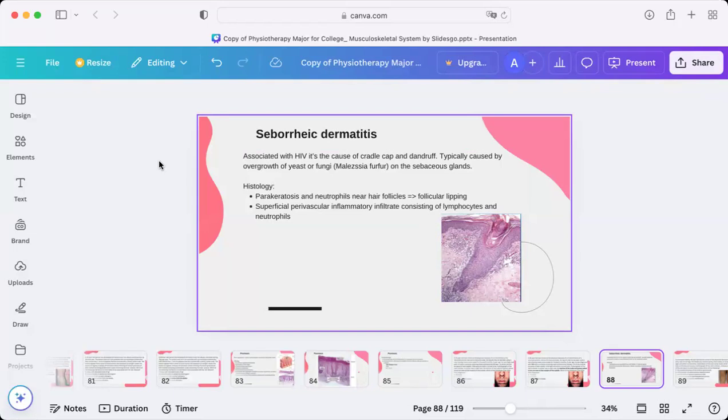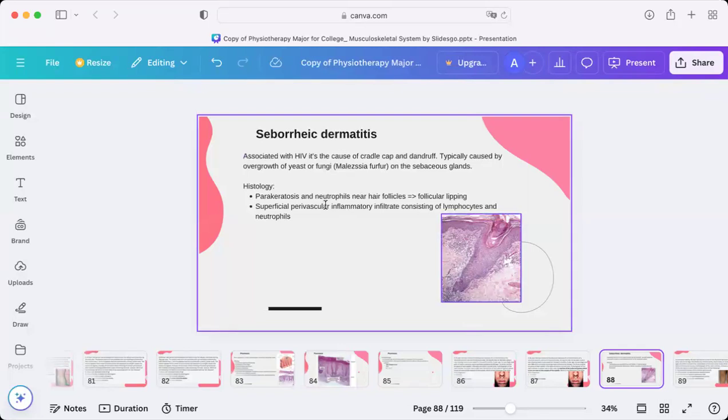I forgot the word. I said it like a minute ago and now I can't remember it. It's flaking, that's the word. So in adults, it's going to be dandruff. In babies, usually newborn, it's called cradle cap, okay? And again, know the keyword, guys, follicular lipping. This is how it appears.